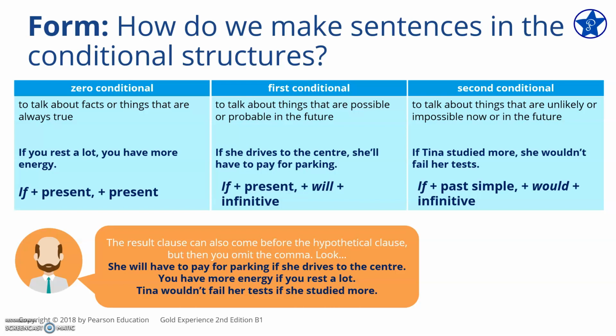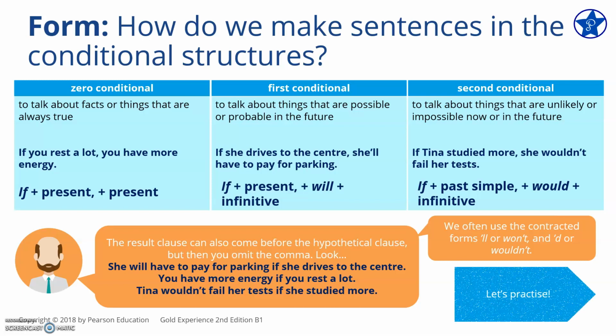The result clause can also come before the hypothetical clause, but then, watch out, you omit the comma. Look, she'll have to pay for parking if she drives to the center. You have more energy if you rest a lot. Tina wouldn't fail her tests if she studied more. If you change the order, the comma disappears. Also, it's worth mentioning that we often use the contracted forms of will, and we say 'll or won't, and 'd for would or wouldn't, alright?